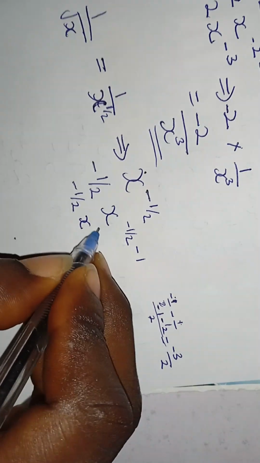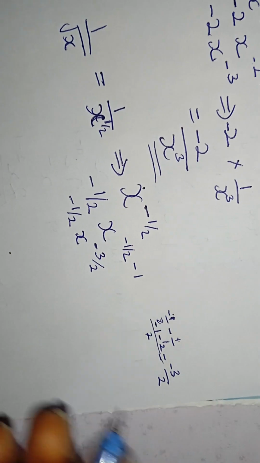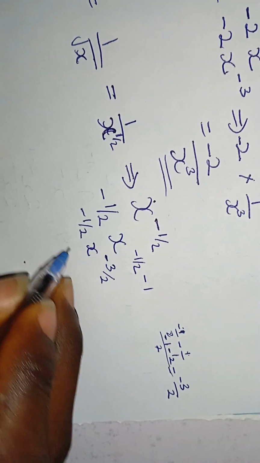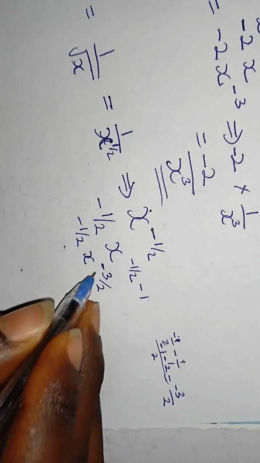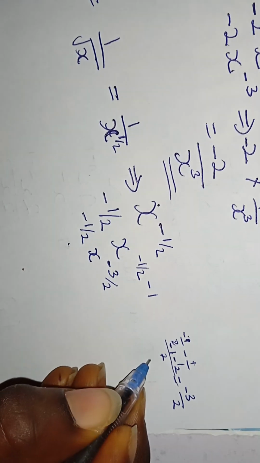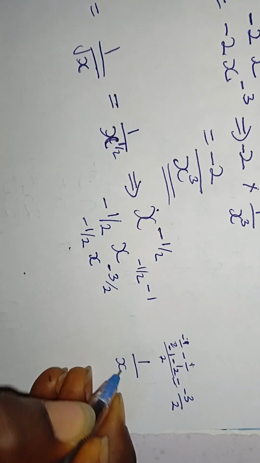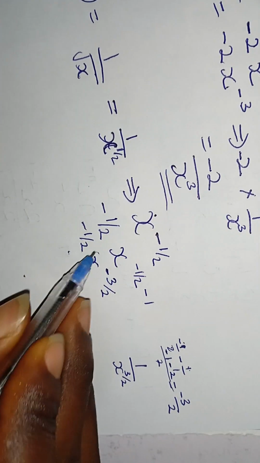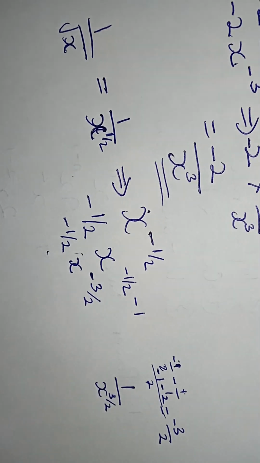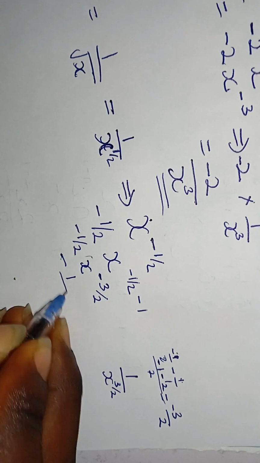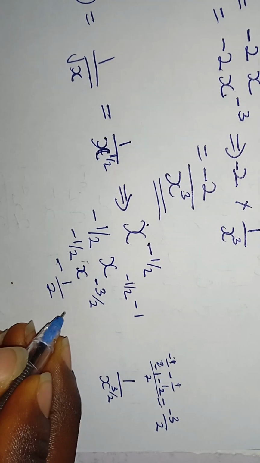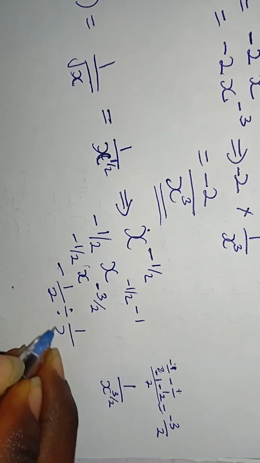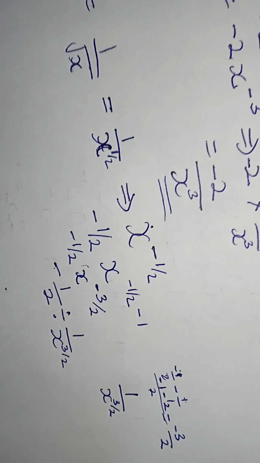So carry it and put it here: minus 3 over 2. Now are you aware that x raised to power minus 3 over 2 is the same thing as saying 1 all over x to the 3 over 2? Everything here is the same thing as this. So I now have minus 1 over 2 divided by 1 over x raised to power 3 over 2.